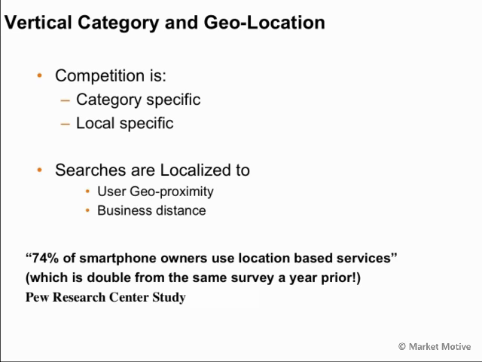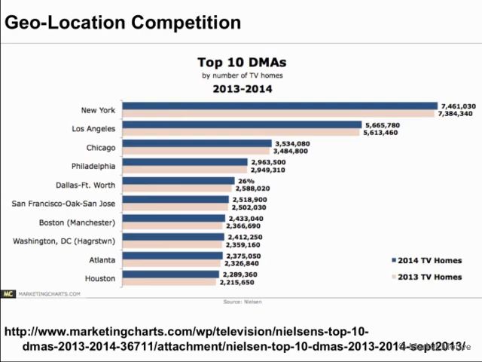It's been said that 74% of smartphone users now use location-based services. This was up from double the year before. So people are turning on their GPS and allowing advertisers and other app providers to understand their location and cater the content they serve to them based on that. And this is really where we get into the hyper-local geo-targeting based on your location of a mobile device.